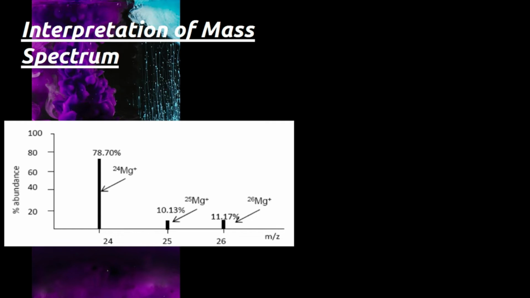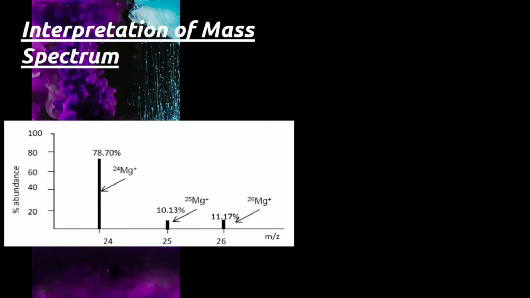Here you have these black bold vertical lines, which are basically showing the number of signals. This number of signals depicts the number of different particles which have different mass to charge ratio values. For example, here you have one signal for the mass to charge ratio of 24. Likewise, you have another one for the mass to charge ratio of 25. Then you have another one with the mass to charge ratio of 26. So this is the number of signals shown for different mass to charge ratios.